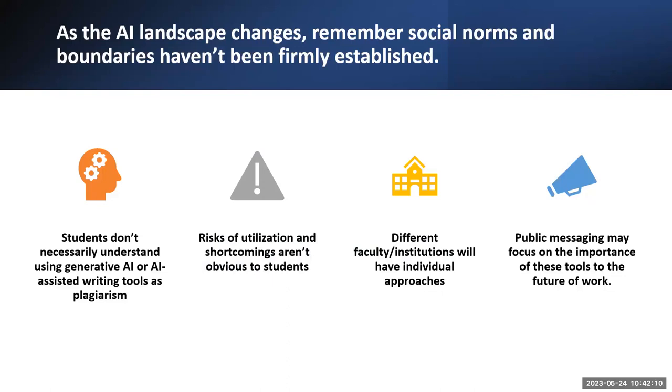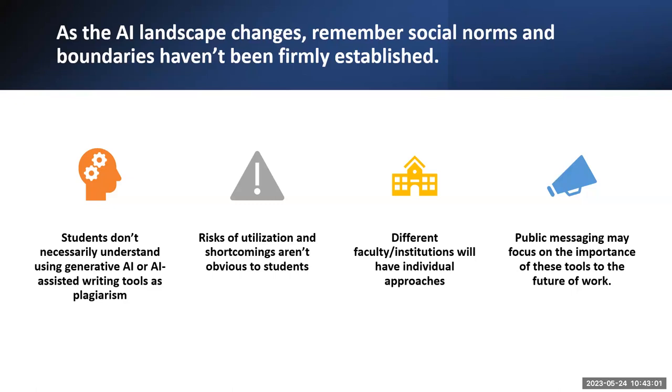And I'm getting ahead of myself. As the AI landscape changes, I think it's really important that we remember that social norms and boundaries haven't been firmly established. What that means is that students may not understand that this is plagiarism or that this is wrong. The risks of using the software aren't always obvious to them because they don't know that it's wrong. They don't know that it makes up citations. Some people know that there are detectors out there, but a lot of them don't know that it's built into Turnitin already. So they don't know that what they might perceive as undetectable is actually deeply detectable already. It will become less detectable. Also, the detectors are deeply inaccurate, and that's something we also have to contend with.